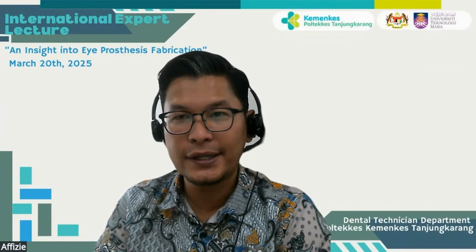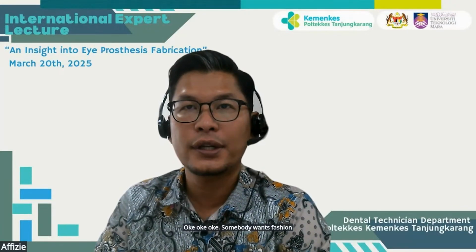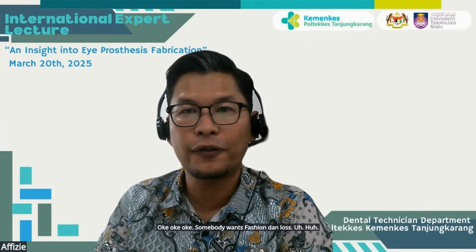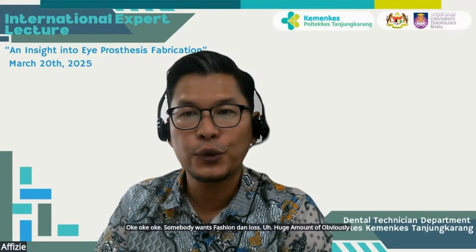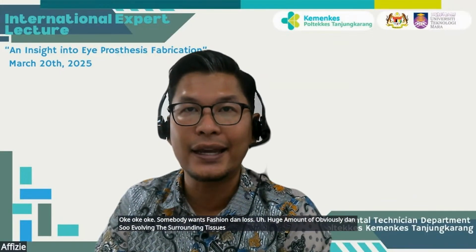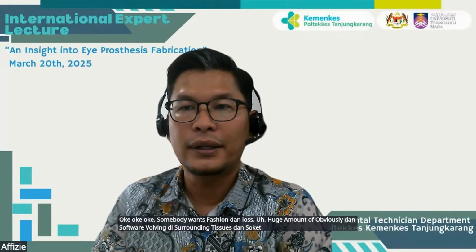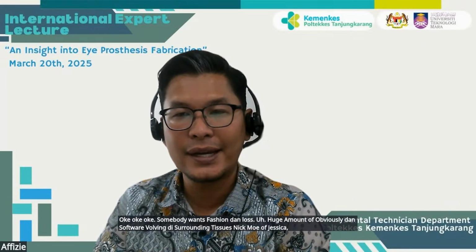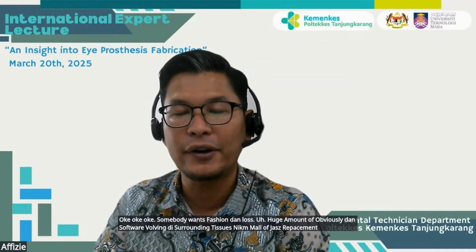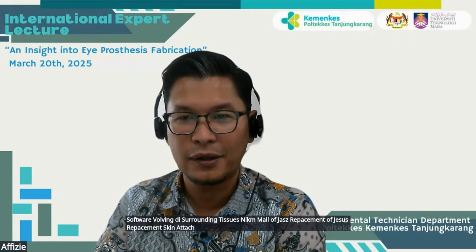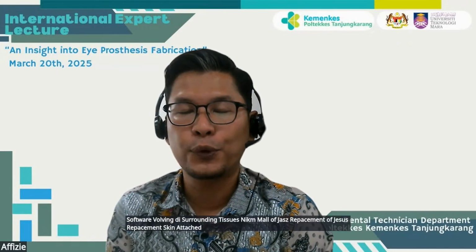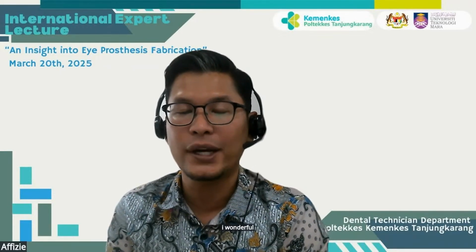The orbital prosthesis is used when the patient comes to the clinic having lost a huge amount of orbital tissue, also involving the surrounding tissues like skin and the socket, which needs more than just replacement of the ocular. It might be replacement of the surrounding tissues also, such as skin attached to the ocular prosthesis. Let me put it in simpler words for you to understand.